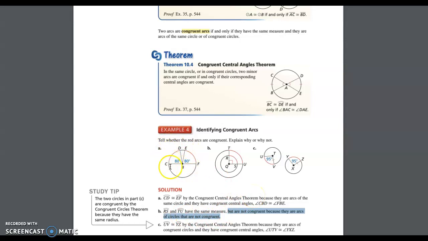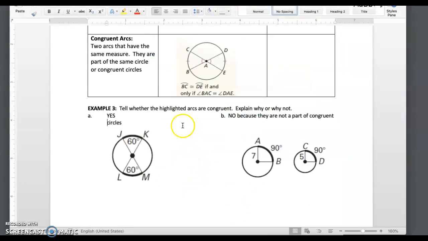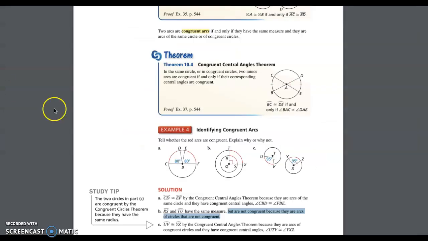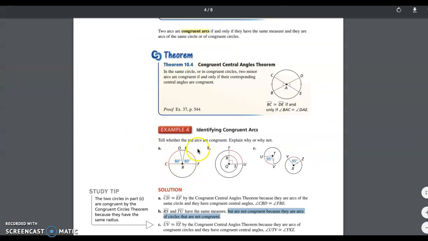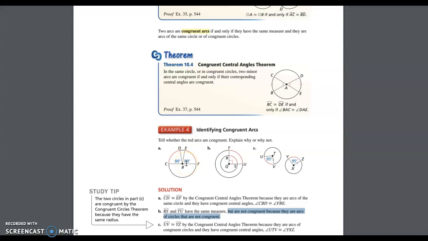Now looking at part A, we're looking at only one circle. So we're looking at that same circle section in our definition. And now we just want to check, are the two arcs the same? So we're all a part of circle B, and we see that CD is 80 degrees because of this central angle right here. And I see that EF is 80 degrees because of the central angle right there. So they are both congruent because they are part of the same circle and they have the same measure.